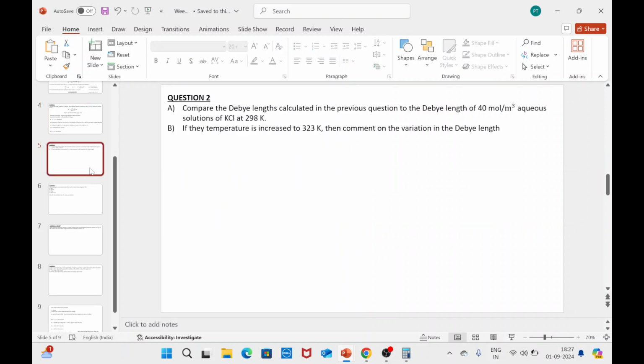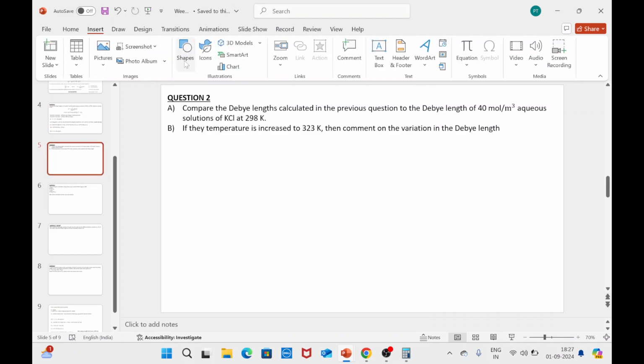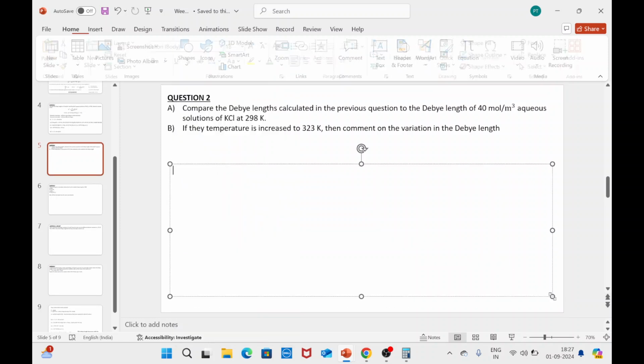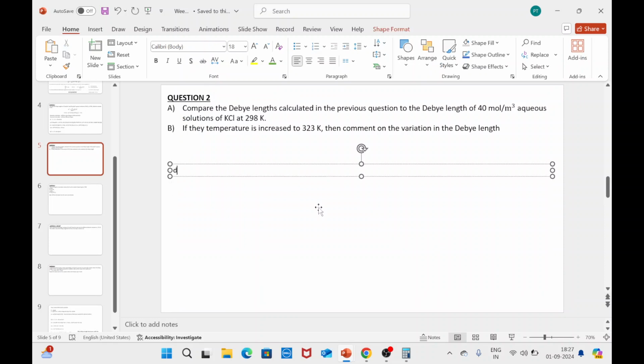So the next question is of a very similar concept, but the salt is different, and we need to understand how the Debye length will change if we change the salt. So the first question is here. I hope you will be able to calculate the value. So please solve parallelly with me and let me know the answer. Let me also start solving here.